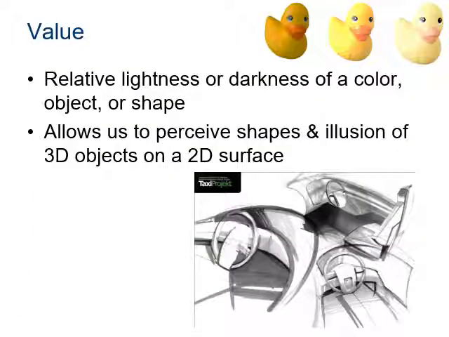Value is the relative lightness or darkness of a color, object, or shape. For example, these three rubber ducks at the top right, they're the exact same image, but some are darker than others, so they're showing different value.